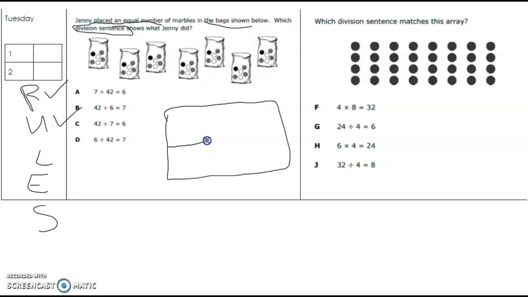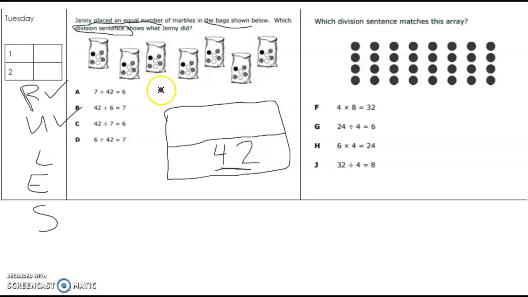So the total is going to be the number of marbles that we have in total. So we have 1, 2, 3, 4, 5, 6, 7, 8, 9, 10, 11, 12, 13, 14, 15, 16, 17, 18, 19, 20, 21, 22, 23, 24, 25, 26, 27, 28, 29, 30, 31, 32, 33, 34, 35, 36, 37, 38, 39, 40, 41, 42. So we have a total of 42 marbles.